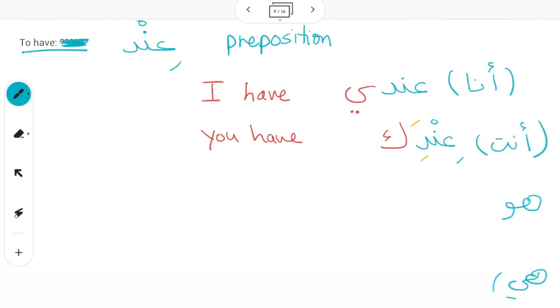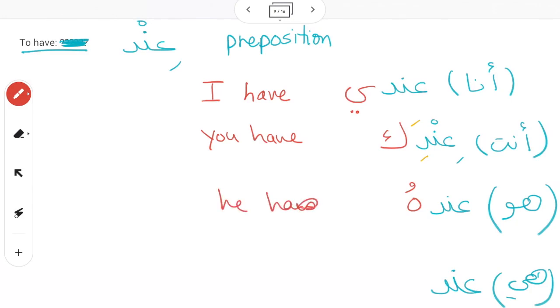For huwa and hiya, if I want to say he has, same thing. I take the word عند, I'll put it here. For huwa, if I want to say he has, I want to refer to him, he has, عنده. Remember, dal doesn't connect. He has. And for she has, عندها, ha alif. Okay. عندي, I have. عندك, you have. عندك, you have, feminine. عنده, he has. عندها, she has.